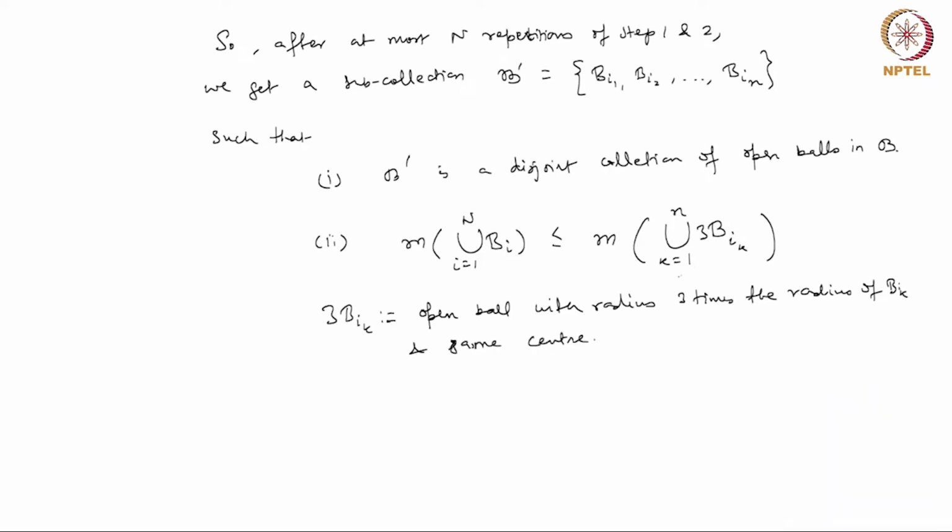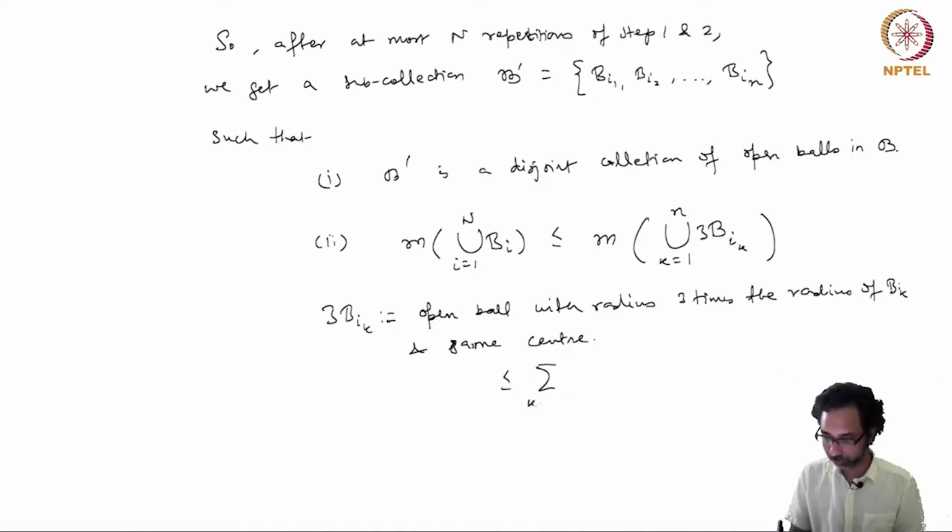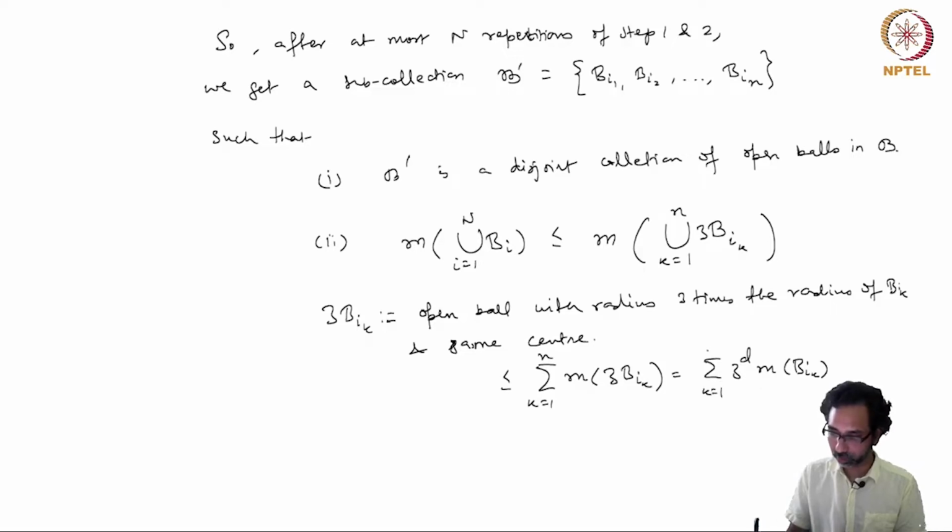And now again using the scaling property for the measures of balls, this is bounded above by the sum of the measures of 3B_{ik}, and this is precisely 3 to the power d times the measure of B_{ik}, summed over k equal to 1 to n. And this is what we wanted, because you can take the 3 to the power d outside. So we get a disjoint collection of open balls in B which satisfies this inequality that we wanted.